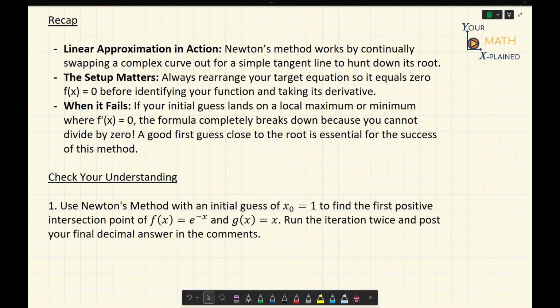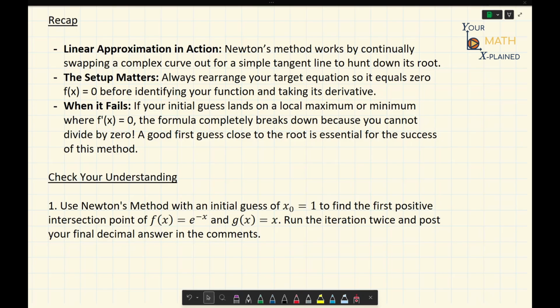And now let's do a quick recap of what we covered in this video. Newton's method is a good example of linear approximation in action. It works by continually swapping out a complex curve for a simple tangent line to hunt down its root. And as we saw in the later example, the setup matters. We always need to rearrange our target equation into something of the form f of x is equal to 0 before we can start using Newton's method.